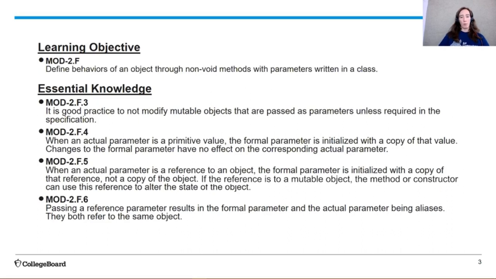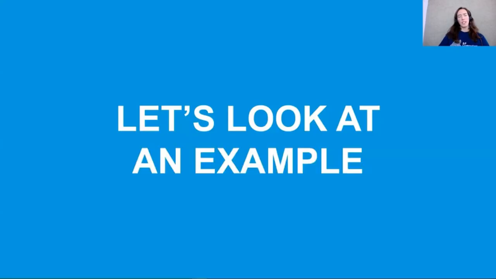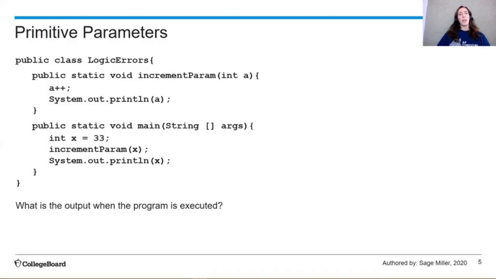When you have a reference parameter, the formal parameter and the actual parameter will be aliases, meaning they point to the same object. Let's look at an example to make that a little clearer. Here's a class. Follow along. It has an increment param method, and it has a main method. We want to know what is output when this program is executed.